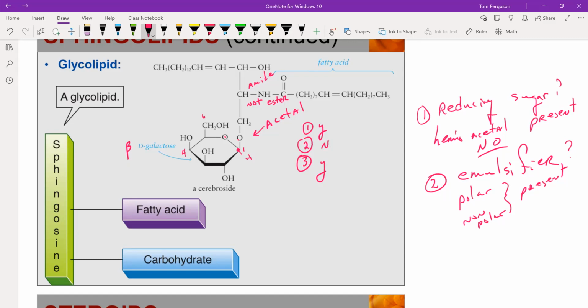Of course, sugar dissolves in water easily. Hence, it's polar. That's the polar part.